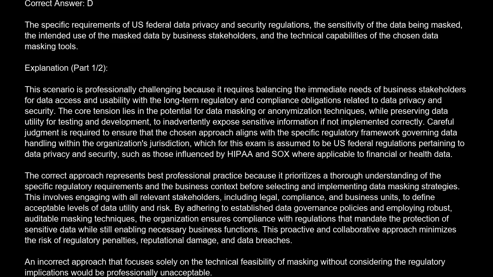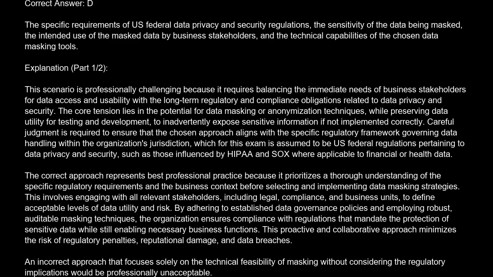This involves engaging with all relevant stakeholders, including legal, compliance, and business units, to define acceptable levels of data utility and risk. By adhering to established data governance policies and employing robust, auditable masking techniques, the organization ensures compliance with regulations that mandate the protection of sensitive data while still enabling necessary business functions. This proactive and collaborative approach minimizes the risk of regulatory penalties, reputational damage, and data breaches.